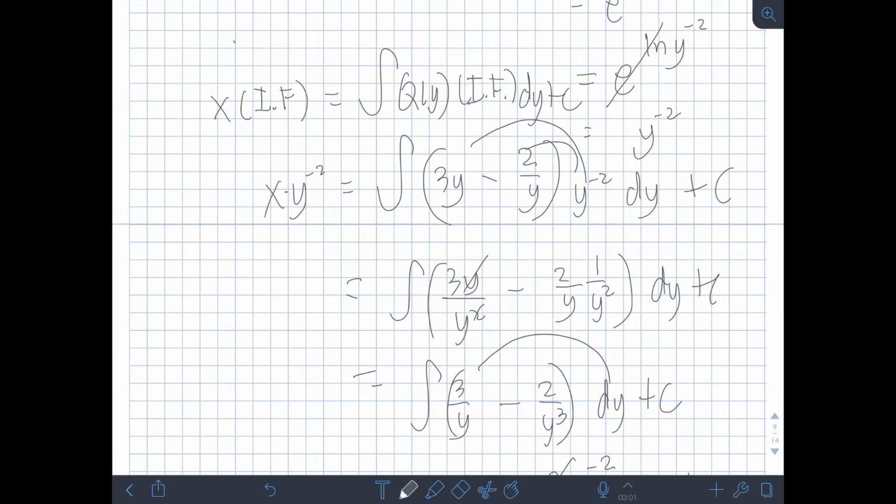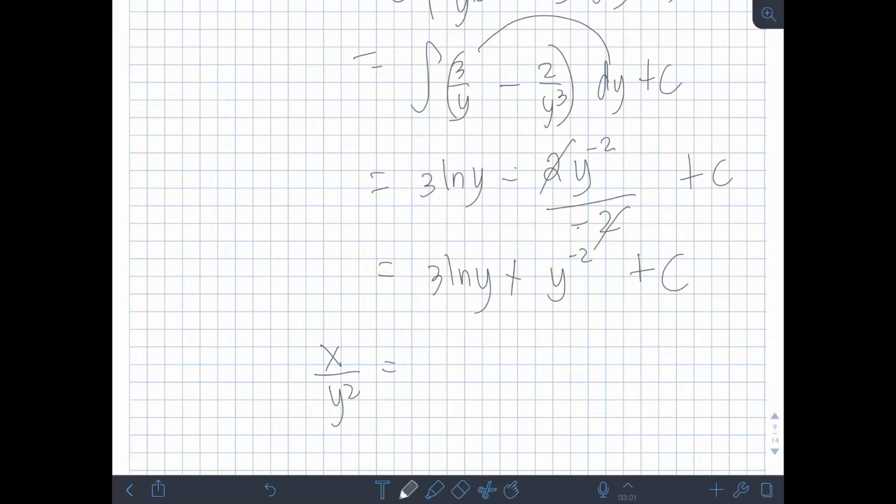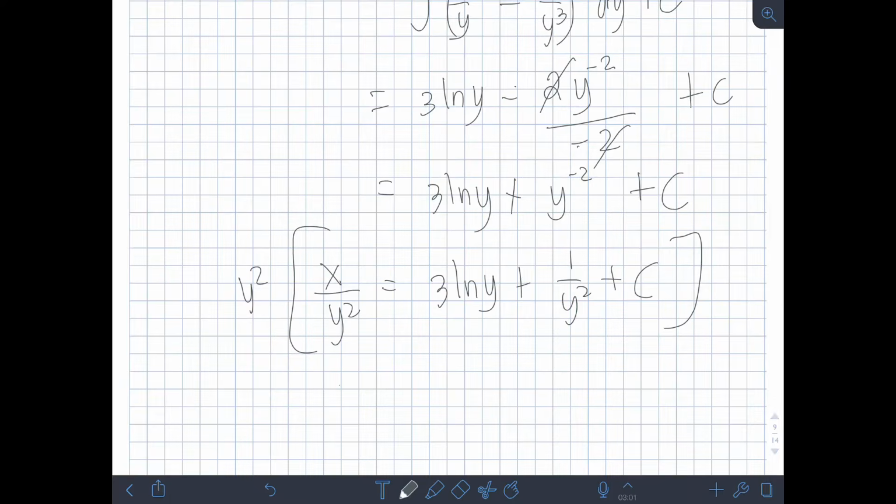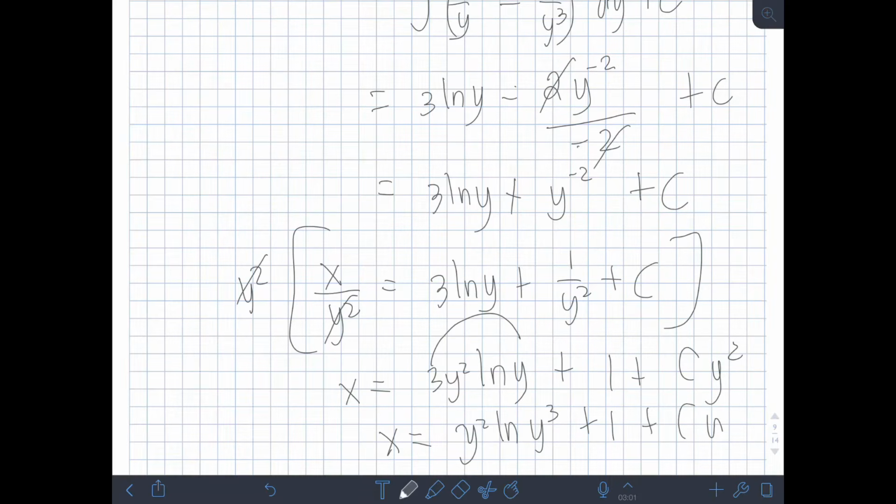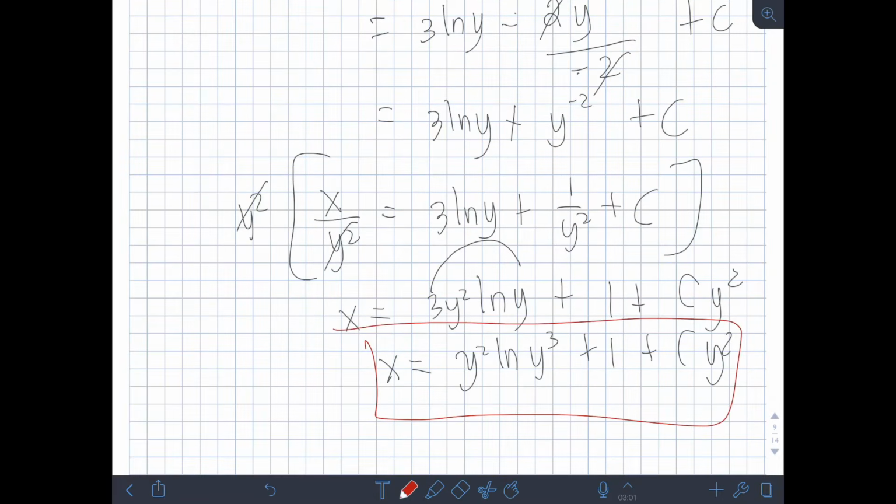So, itong y raised to negative 2, ginawa kong y squared sa denominator equals 3 ln y plus 1 over y squared plus c. So, multiply natin both sides by y squared para walang denominator. We have x is equal to, cancel, 3y squared ln y plus 1 plus cy squared. Tapos itong 3, pwede mong gawing exponent. X is equal to y squared ln y cubed plus 1 plus cy squared. Okay, so therefore, this is the final answer.